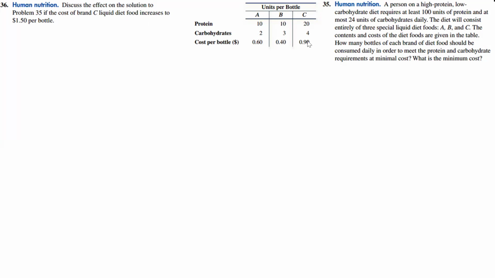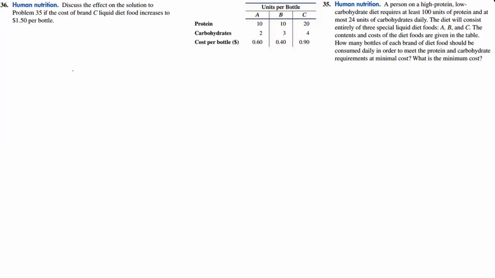So it says a person on a high protein, low carb diet requires at least 100 units of protein, and at most 24 units of carbs. The diet consists of three special liquid diet foods, A, B, and C, and the contents and cost of the bottle are given in the table. How many bottles of each brand of diet food should be consumed daily in order to meet the protein and carbohydrate requirements at a minimal cost? And then what is that minimal cost?